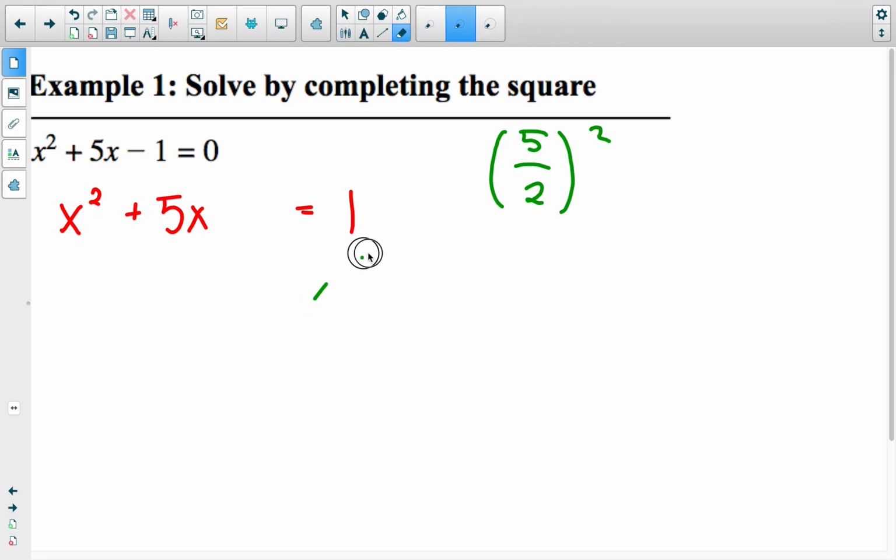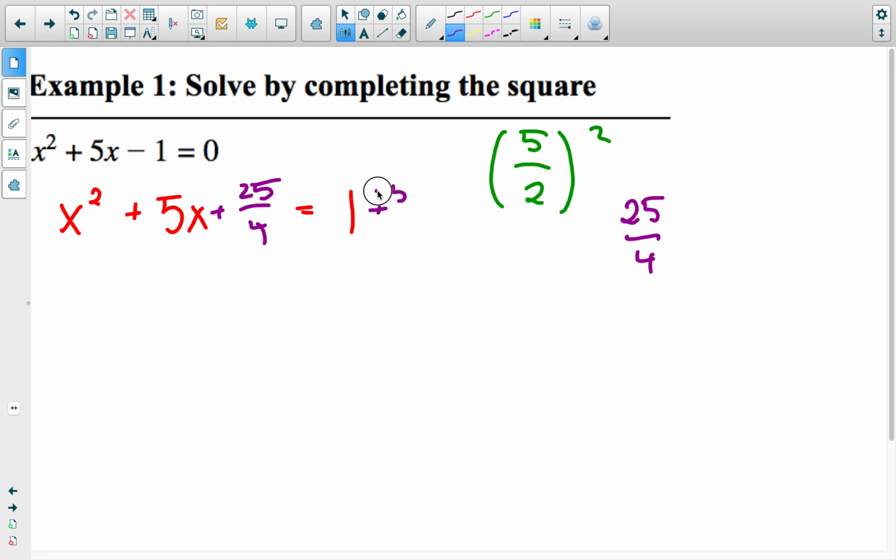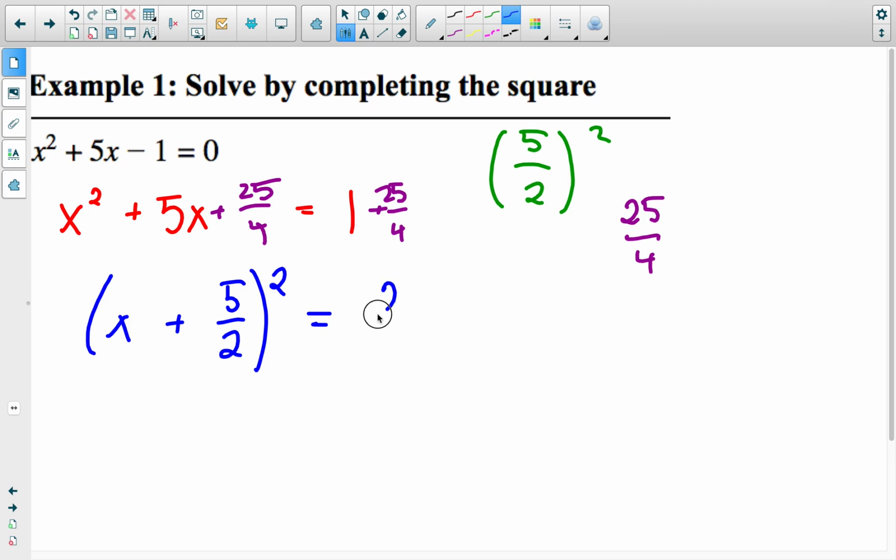So this turns into 25 over 4. So we're going to add that to both sides. We have to add it to both sides because we have an equation. We can't just start changing the value of things as we want to, right? We have to keep it equal, okay? So now this left side is going to factor into x plus 5 halves, right? Whatever I'm squaring is what this is going to factor into. And that's equal to 1 plus 25 over 4, which as a fraction should give us 29 over 4.